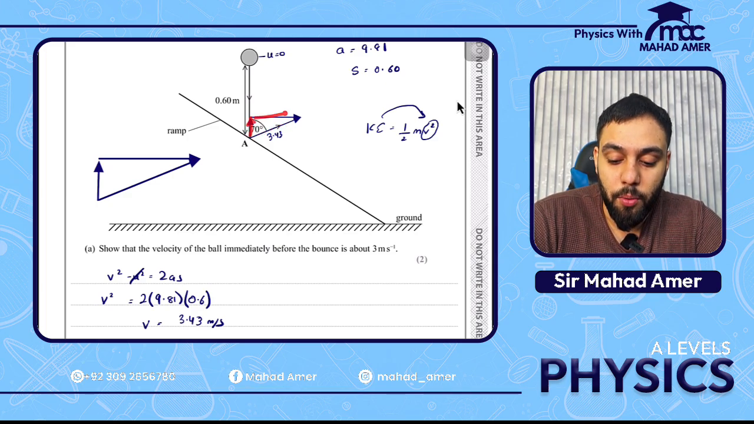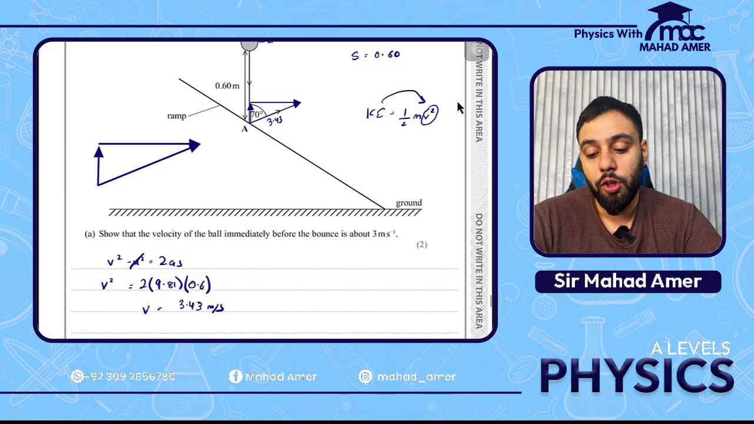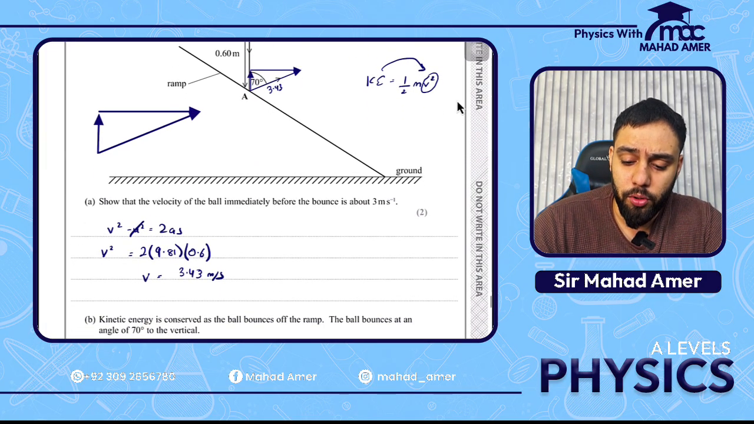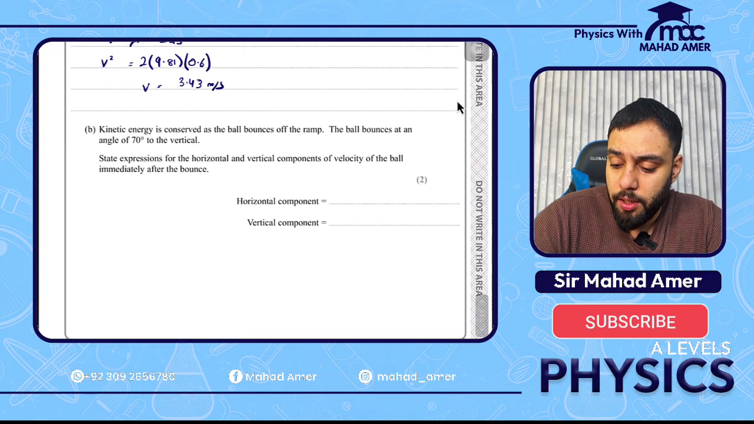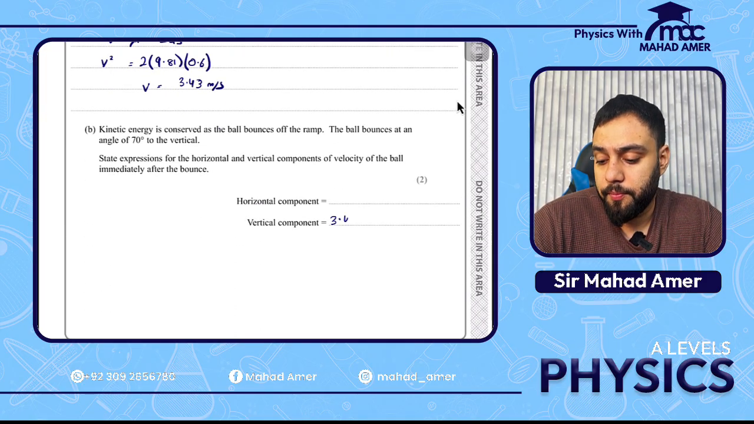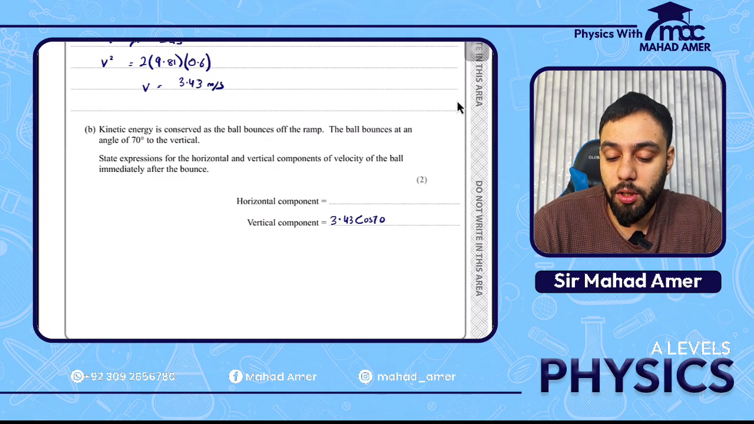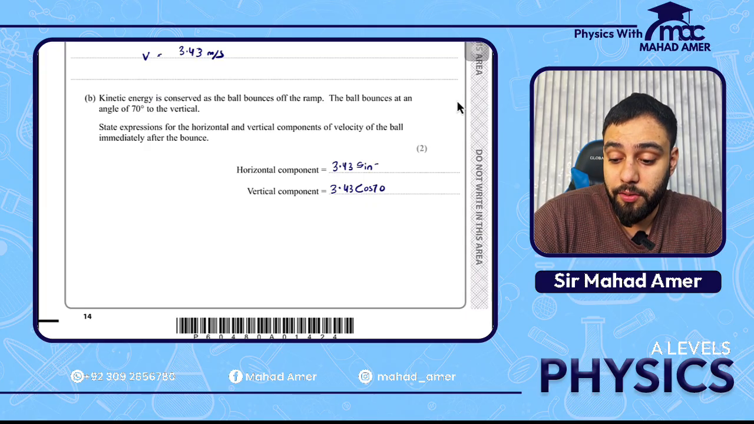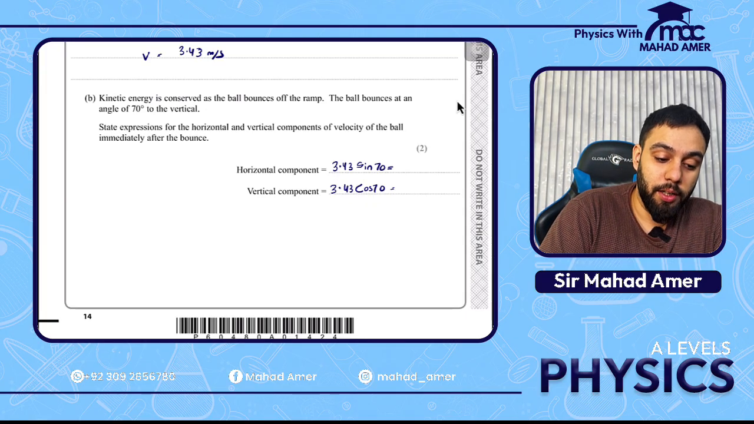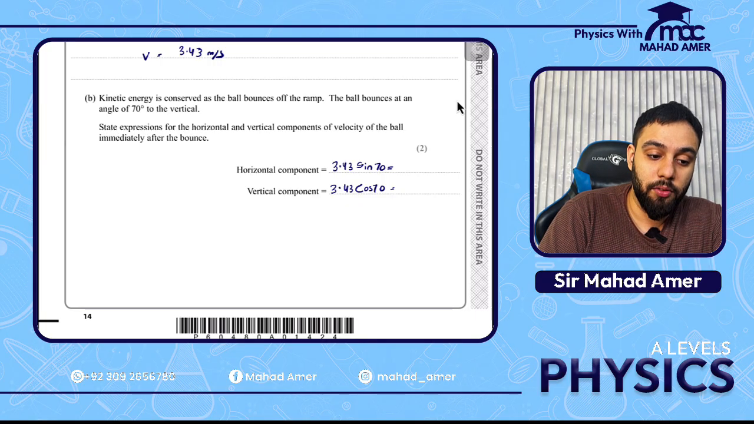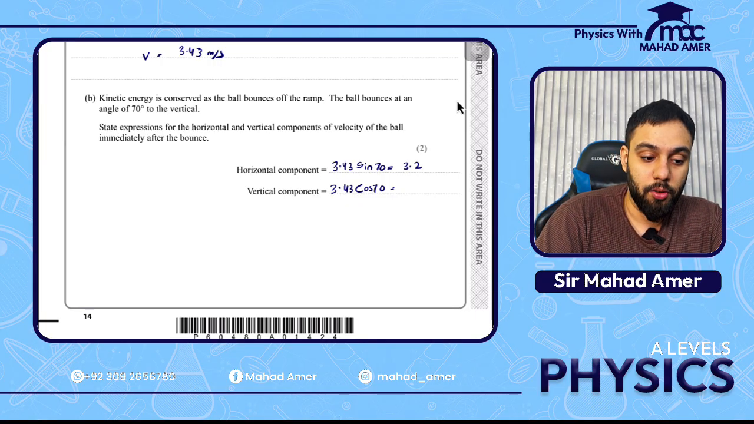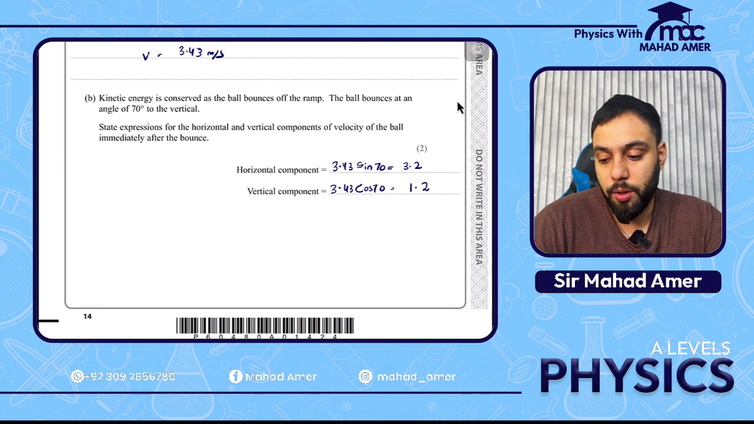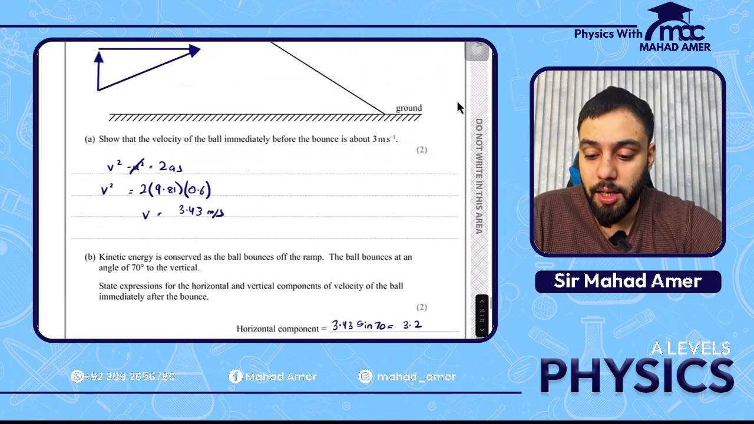And since I need this in components, you can clearly observe that this is going to be the vertical component, which is with the angle. So the vertical one will be 3.43 cos 70. And the horizontal one will be 3.43 sin 70. This is a very good question, honestly. So 3.43 sin 70 first, and the value will be 3.2. And cos 70 gives 1.17, something like that. Okay, so these are the answers for this.